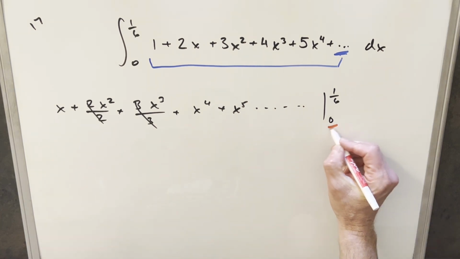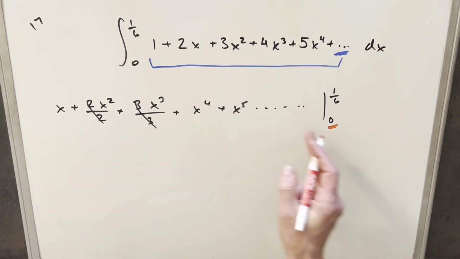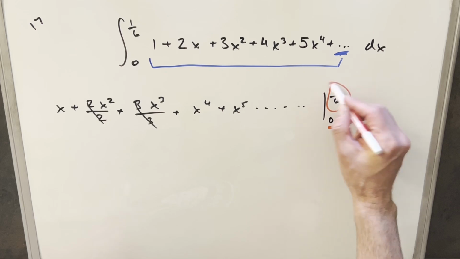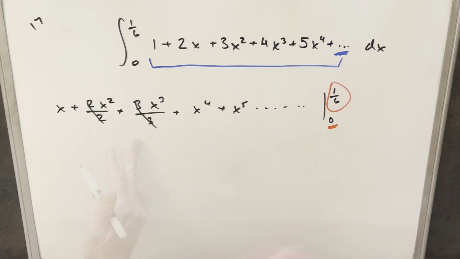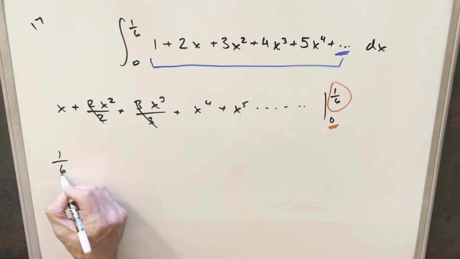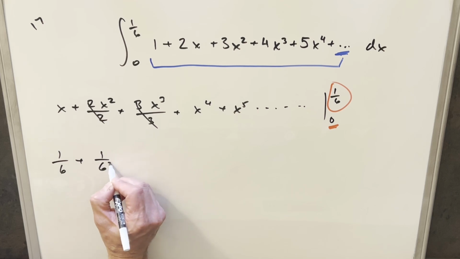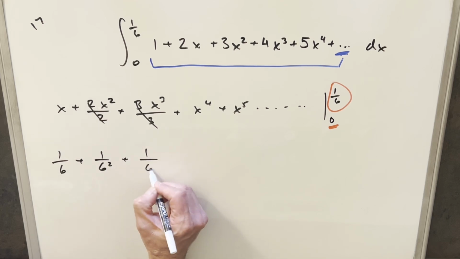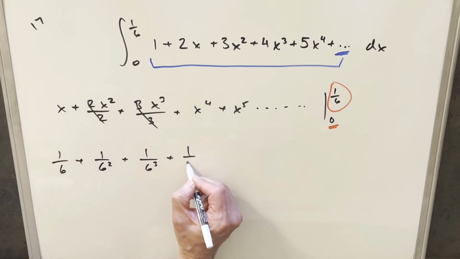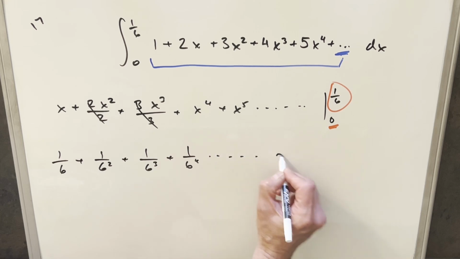And of course, the 0, we don't have to worry about that. When we plug 0 into this, the whole thing becomes 0. So we just need to plug in 1/6. So when we do this, we're going to just get 1/6 plus 1/6 squared plus 1/6 cubed plus 1/6 to the 4th. And this is going to go on forever.